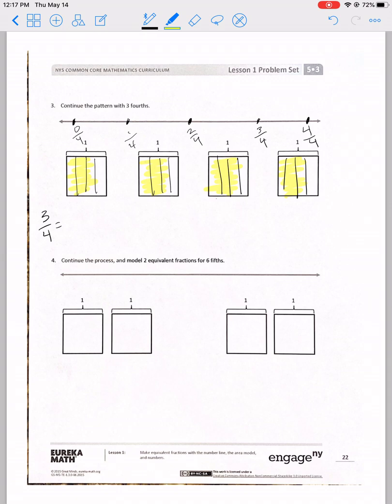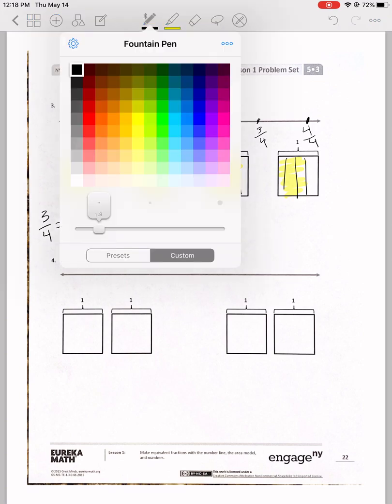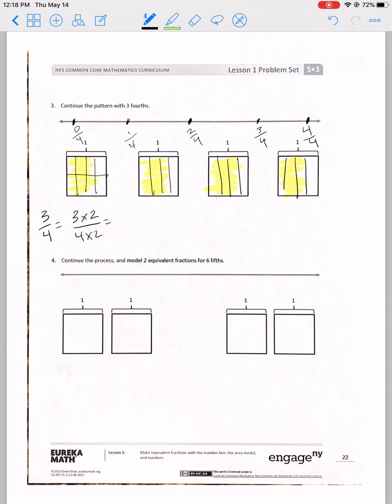Okay, so now we're going to use our formula, and we're going to start with the number 2. This time the numerator is 3. So we're going to have 3 times 2 and 4 times 2. And now, since we're going to use the 2, we have to cut that box in half. And then solve 3 times 2 and 4 times 2.